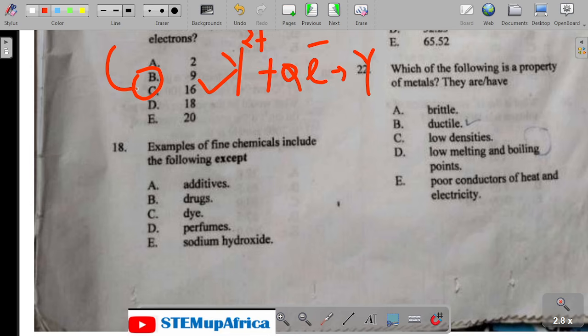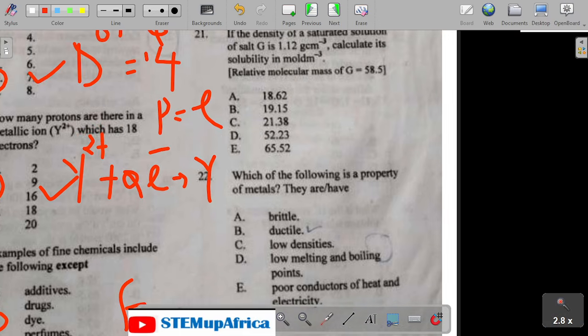Number 18. Examples of fine chemicals include the following except: we have additive drugs, perfume, dye, okay. Fine chemical examples. E is sodium hydroxide, which is a heavy chemical. So the answer is E.